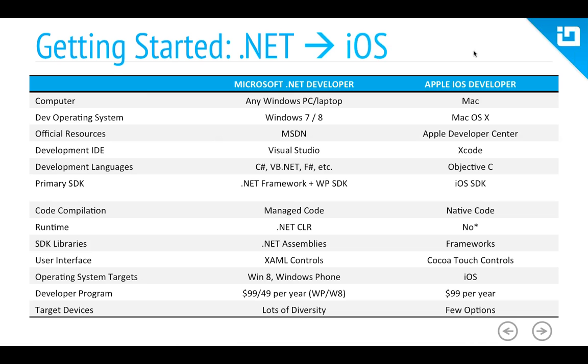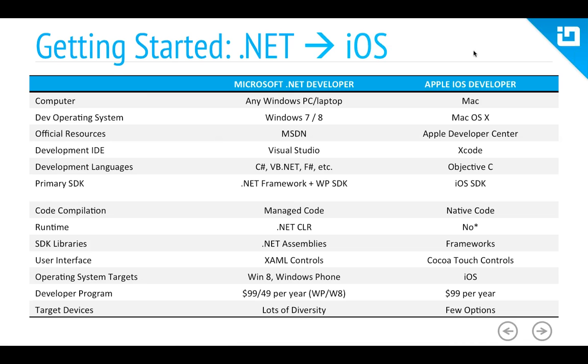In terms of the user interface, if you're a WinForms developer, you're using a native interface for WinForms. If you're a WPF or a Silverlight developer, you're familiar with XAML, which is the markup language for Silverlight and WPF. On the iOS side of things, your user interface is actually going to be created using Cocoa Touch controls. You can create them natively in code by writing instructions to create the UI, or you can use something called the Interface Builder, which is included in Xcode, and we're going to be looking at this in our demo very shortly.